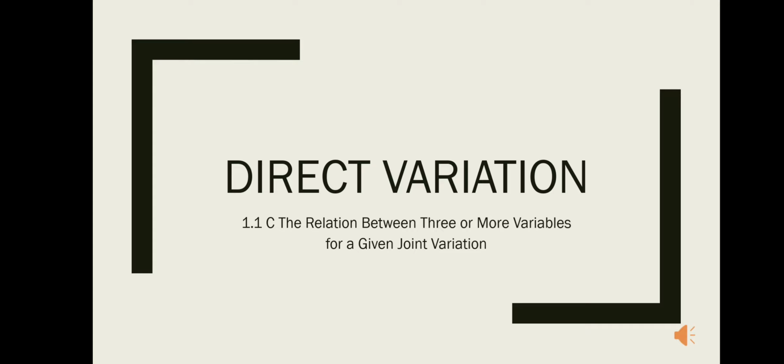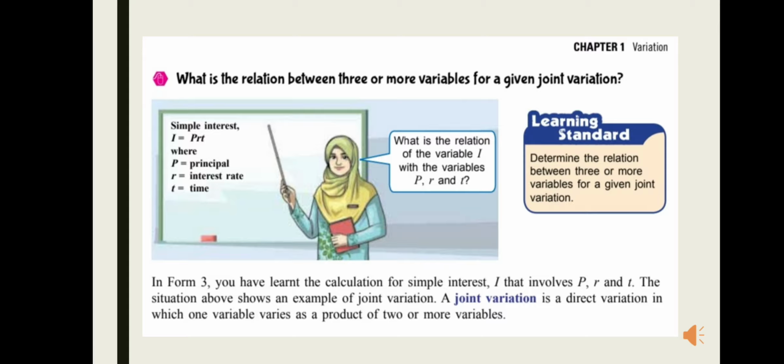Hi, meet you again. Today we are going to learn direct variation 1.1c, the relation between three or more variables for a given joint variation. What is the relation between three or more variables for a given joint variation? Today, our learning standard is to determine the relation between three or more variables for a given joint variation.